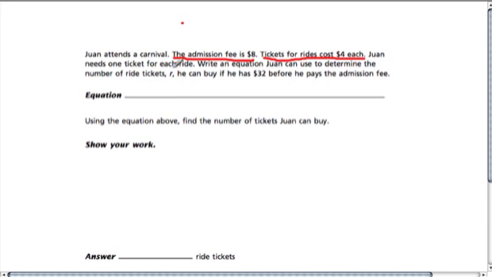And Juan needs one ticket for each ride. Write an equation Juan can use to determine the number of ride tickets he can buy if he has $32 before he pays the admission fee.